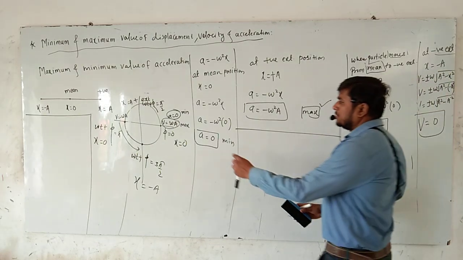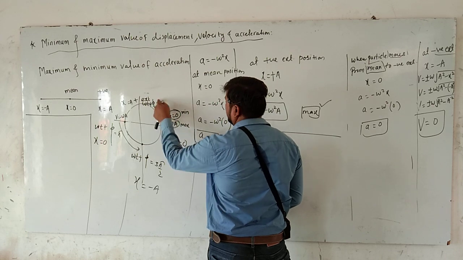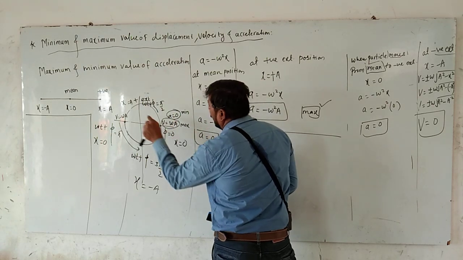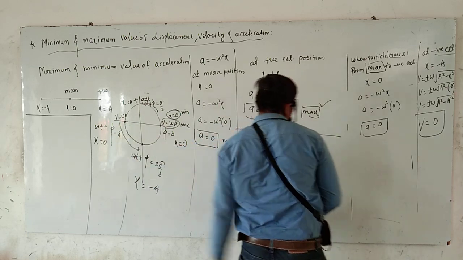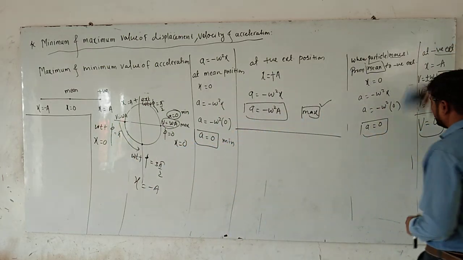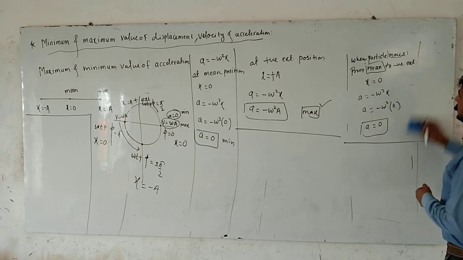Another mean position, that means there are two mean positions. When the particle moves from mean to positive extreme, this mean position we consider, and when the particle moves from mean to negative extreme, this mean position we consider, right? So now the next position.